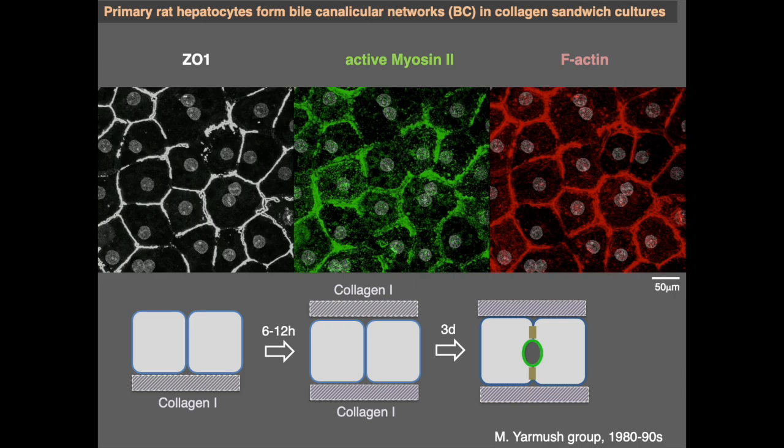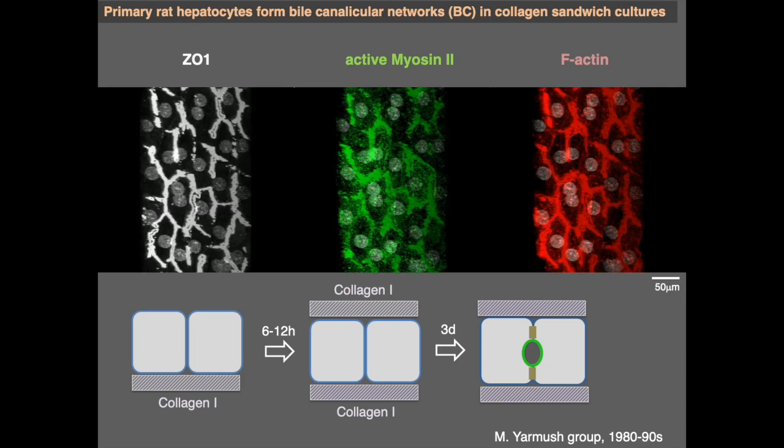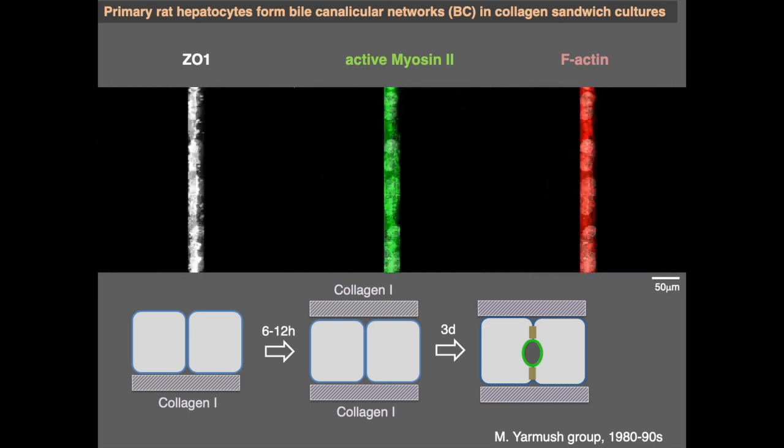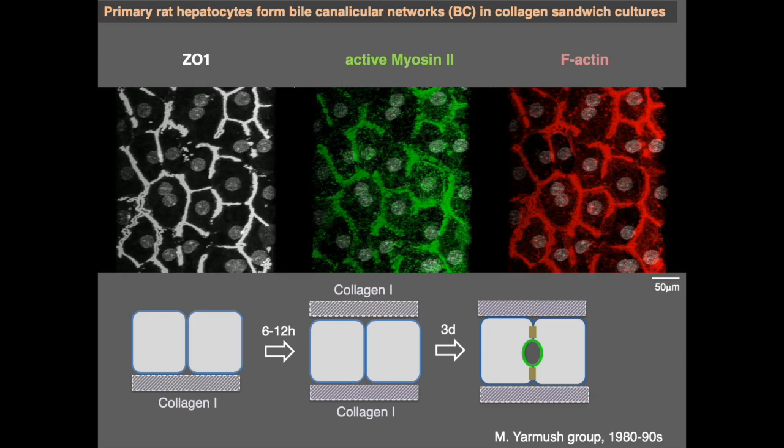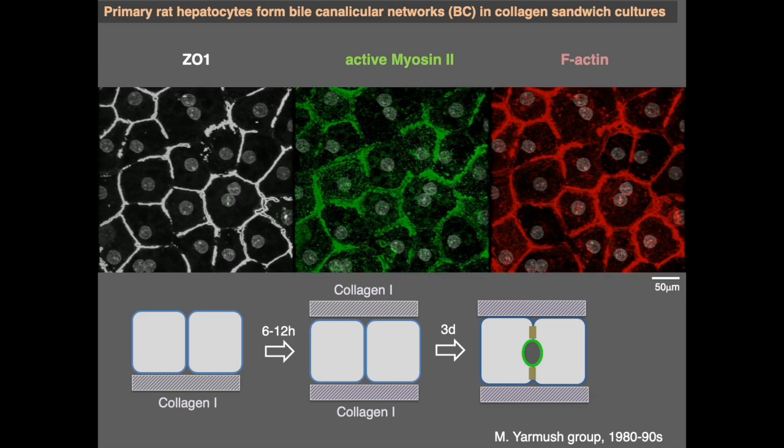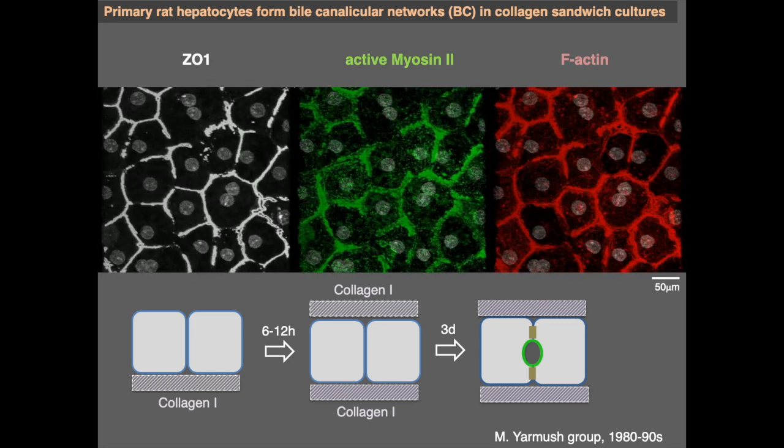The polarized cultures form elaborate bile canaliculi networks outlined by the tight junction marker ZO-1 and marked by active myosin and F-actin that are entirely restricted around the contractile bile canaliculi.